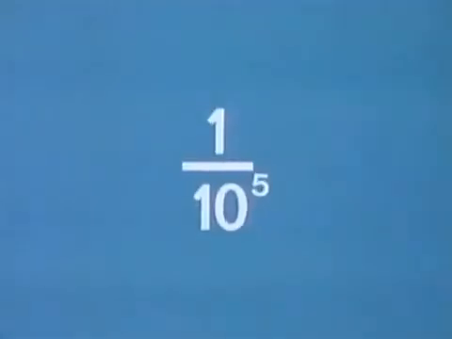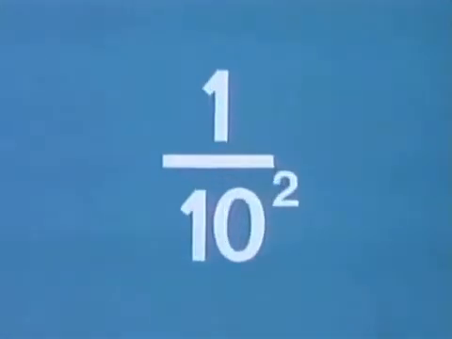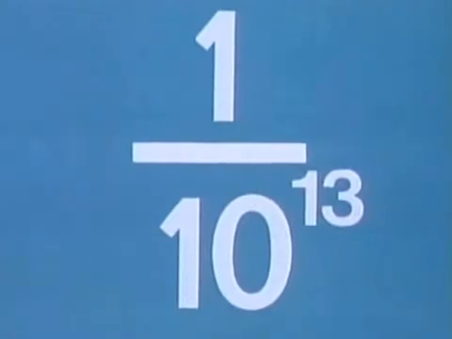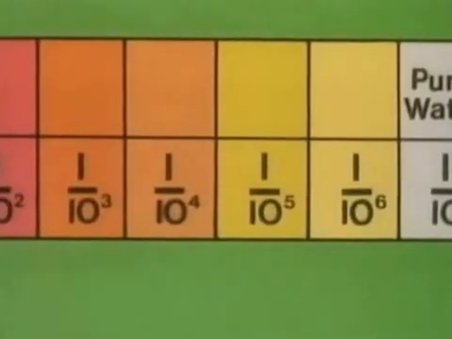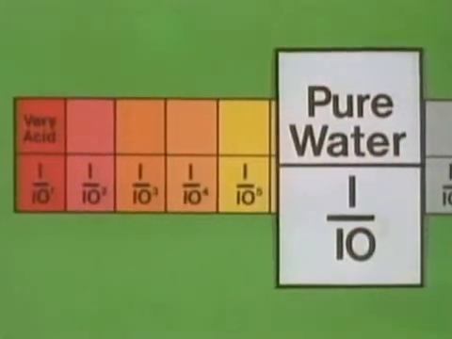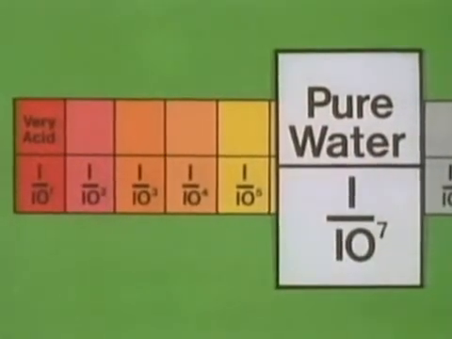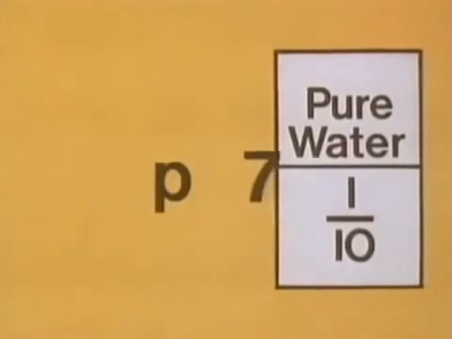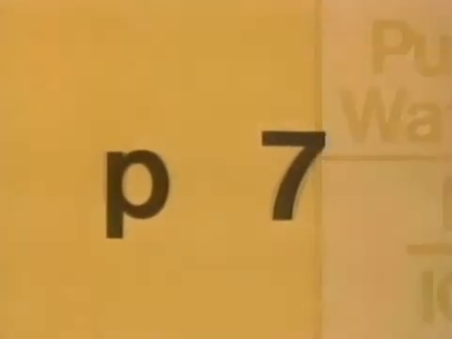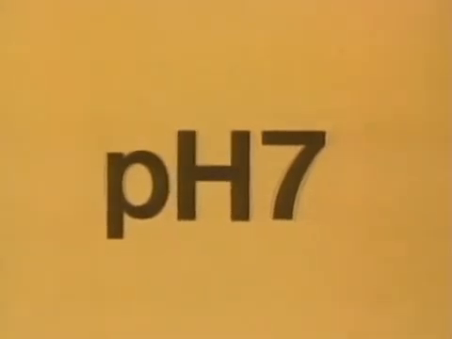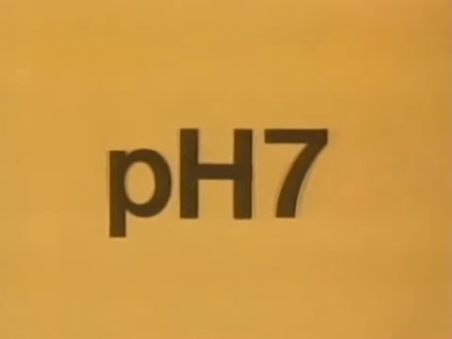Instead of recording the actual number of hydronium ions in his samples in terms of fractions of a mole, he simply noted the exponent of the 10 in the denominator of the fraction. So 7 represented the acidity of pure water. And he added a P to indicate it represented the power of 10 in the denominator, and an H to show we're dealing with the extra H plus ion that converts a water molecule to a hydronium ion. And so the concept of pH was born.